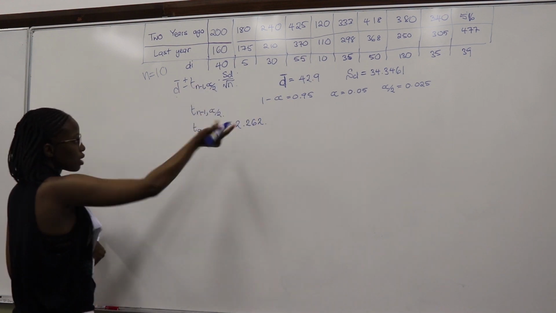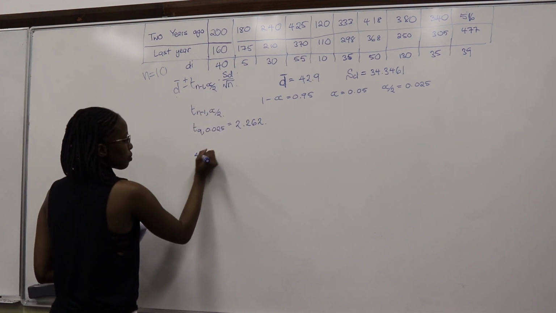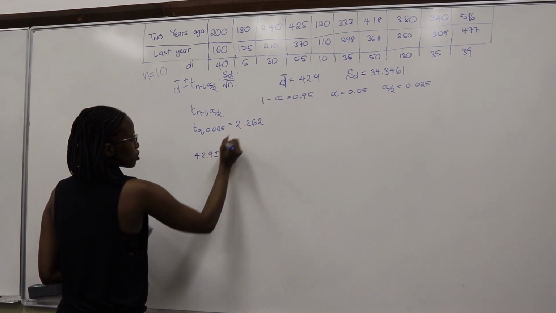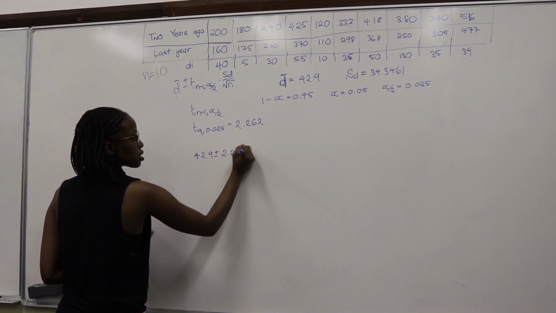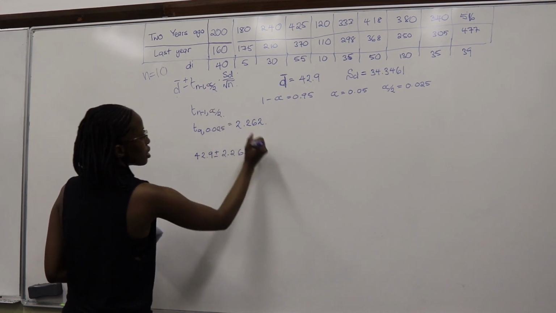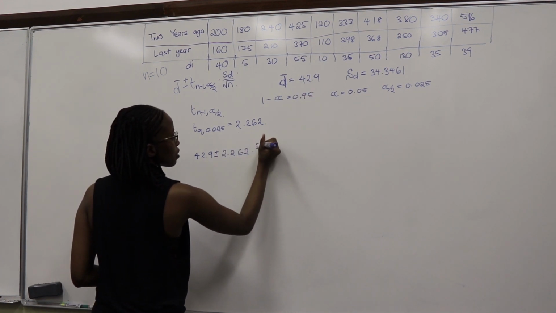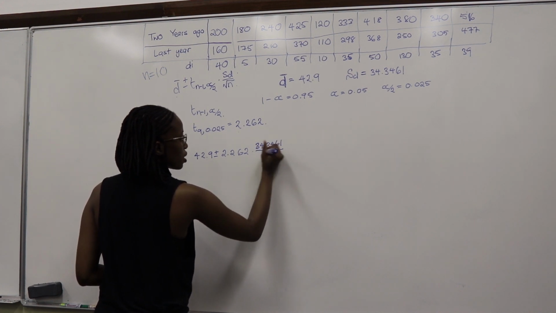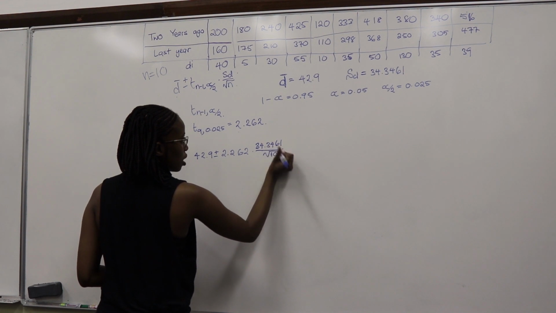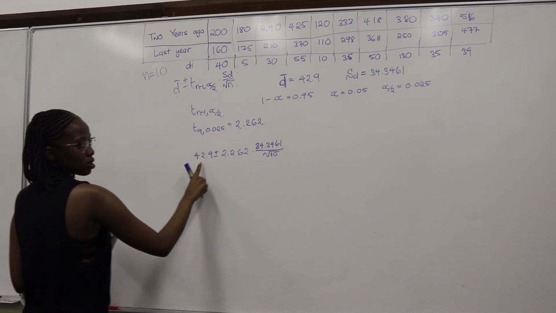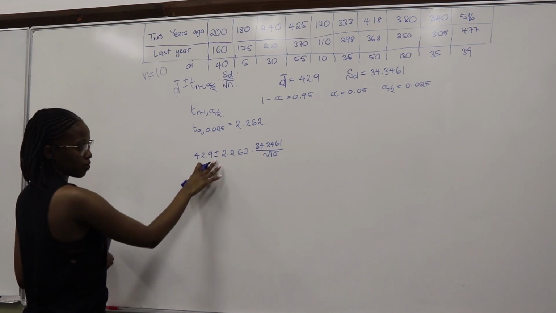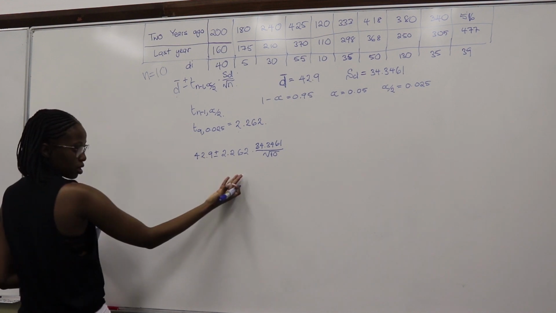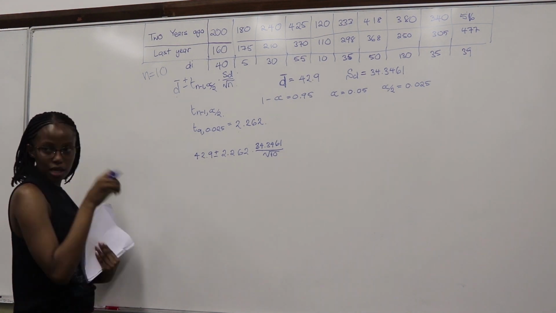Now we have everything that our equation needs, so we're just going to plug everything in. 42.9 plus or minus 2.262 multiplied by SD, 34.3461, over root n, which is root 10. You can start with either one, but when you write it, you have to start with the smaller one, so you probably have to punch in the minus first. Can someone please calculate the lower bound for me?